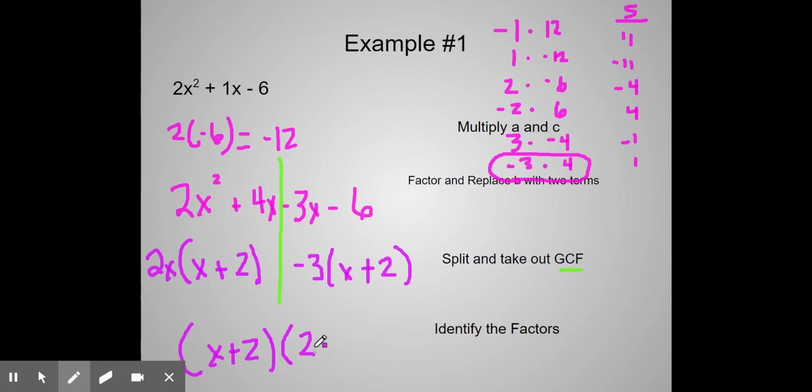So 2x and then -3. Now we have officially factored this trinomial into 2 binomials.